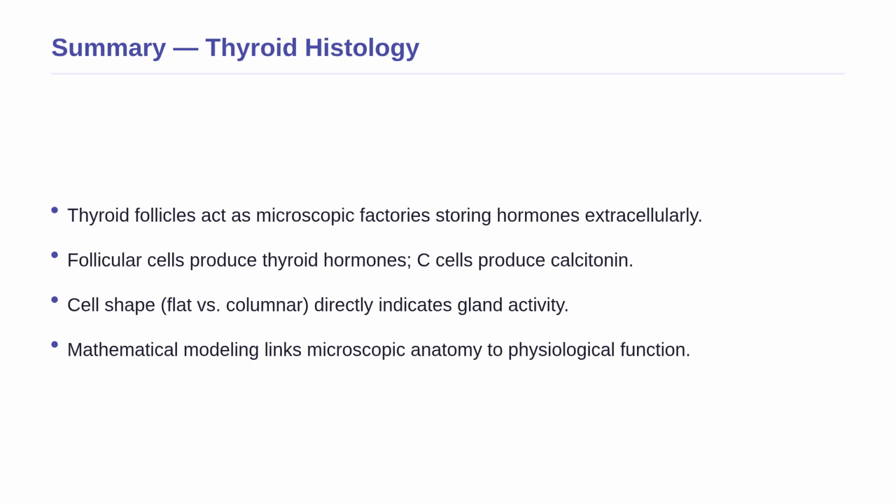We have covered a lot of ground today, so let us review the key takeaways. First, the thyroid gland is uniquely organized into millions of spherical follicles, acting as microscopic factories that store hormones extracellularly in the colloid. Second, we learned that follicular cells manage metabolism, while the parafollicular C cells regulate calcium. Third, the physical shape of these cells, whether flat and resting or tall and active, directly indicates the gland's health and activity level.